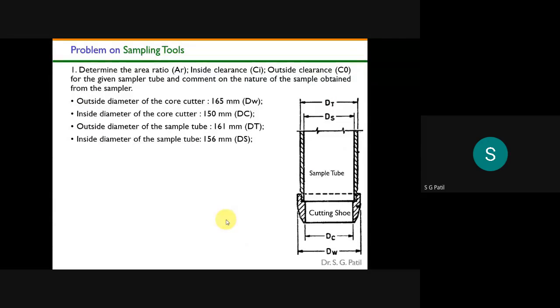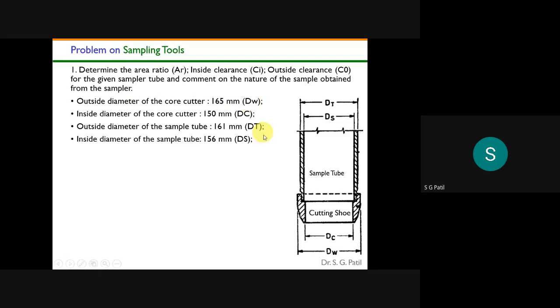Okay, so this is the problem I was talking about. This is an examination problem. The figure they won't give; I have given this figure just for demonstration purposes. So what they are telling is: determine the area ratio, inside clearance, and outside clearance for the given sampler tube, and comment on the nature of the sample obtained from the sampler. So they are asking you to comment on what kind of sample you are able to get from these samplers.